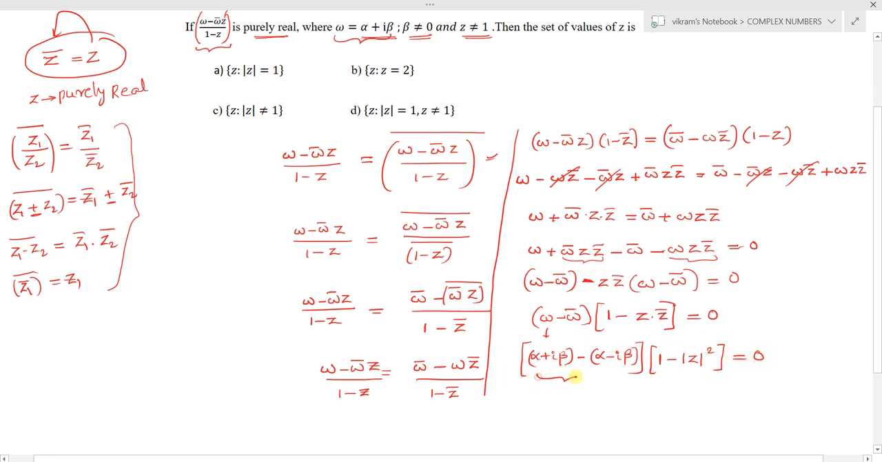So if we simplify this, alpha plus i beta minus alpha plus i beta, we will get 2i beta into 1 minus mod Z whole square equals 0. Okay, so this is obtained. If A into B equals 0, either A equals 0 or B equals 0. So that means beta equals 0 has to be considered here.